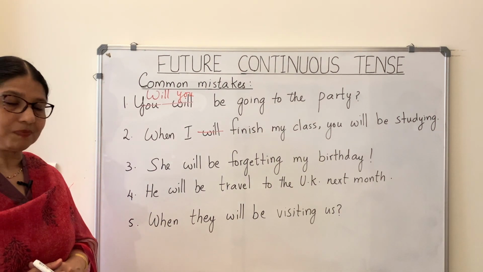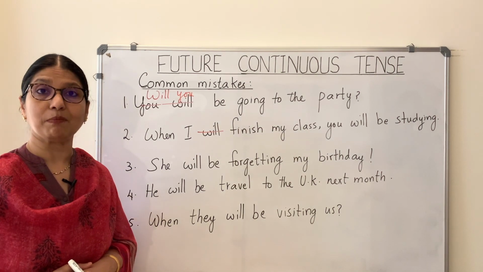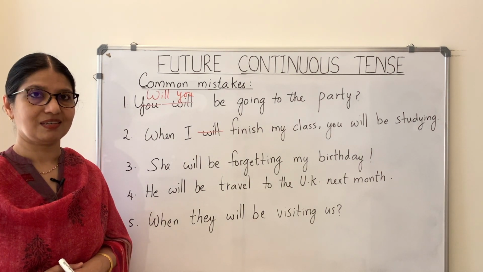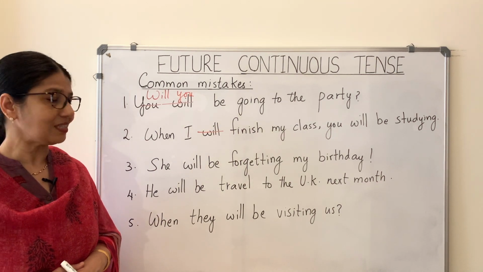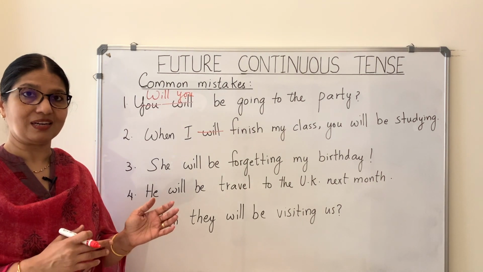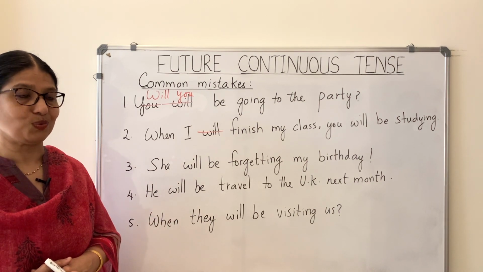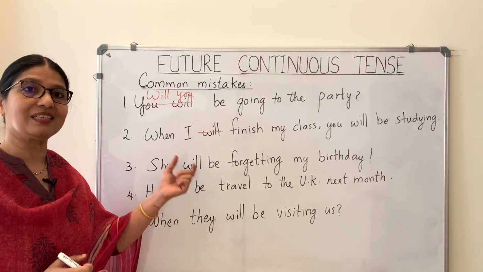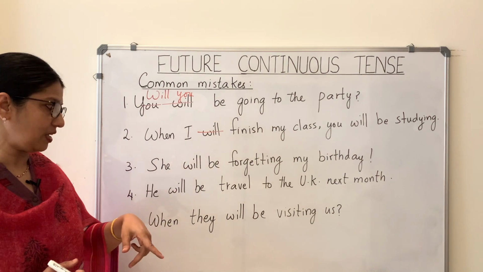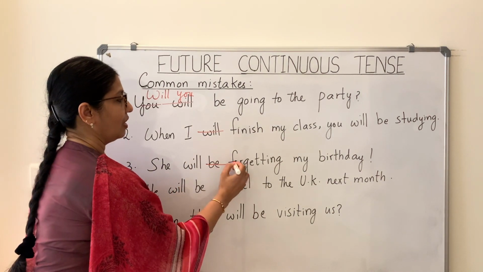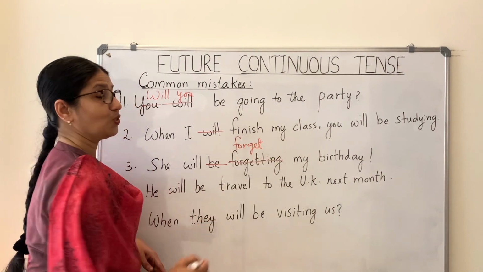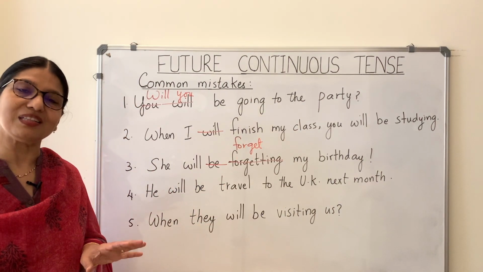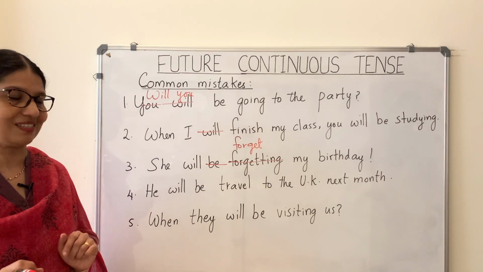The third one, she will be forgetting my birthday. What's wrong with this sentence? You know that forgetting is not an action that you can continue with. So we cannot use it in the continuous form. It should be, she will forget my birthday. So here we just use the future simple tense.